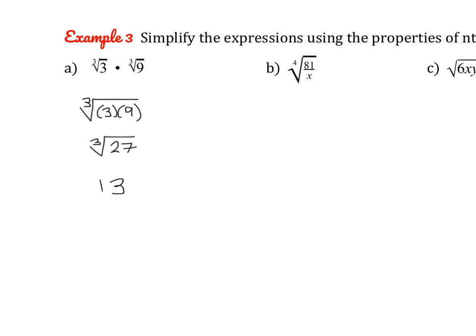27 is a perfect cube. This is just equal to 3. So while I can't simplify them individually, since I was able to multiply them together, it allowed us to simplify more.